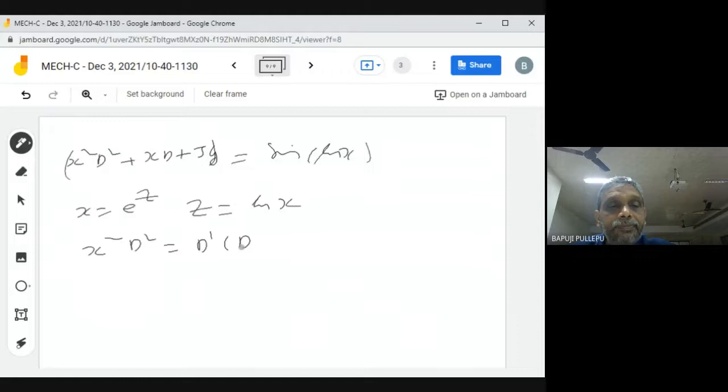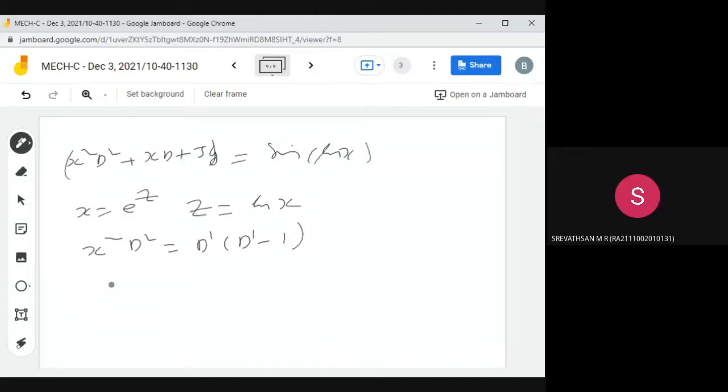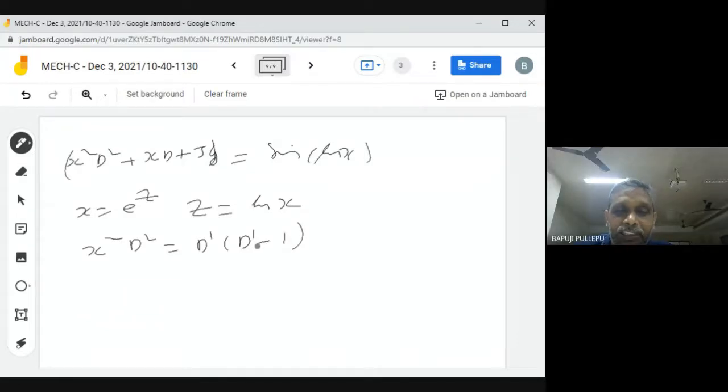d dash theta minus 1, that is theta into theta minus 1. Oh, okay, they are using theta. I'm using d dash. You can use theta only. Notations may be different, but the meaning is theta into theta minus 1. Somebody will use theta, I will use d dash.